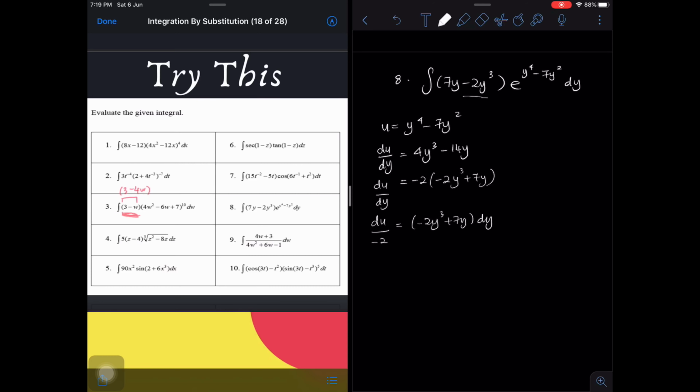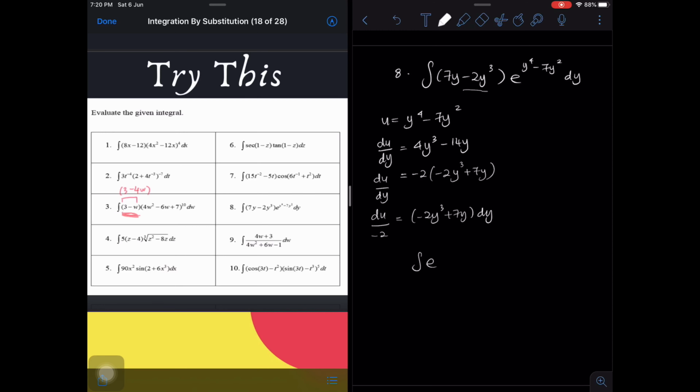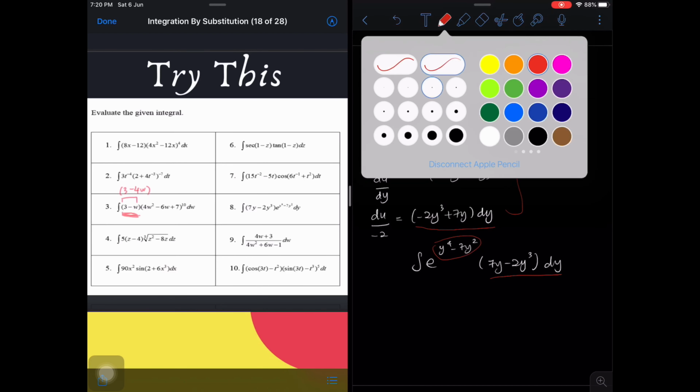Right? So let's arrange our integral. We will have the integration of exponent of (y to the power of 4 minus 7y to the power of 2) times (7y minus 2y to the power of 3) dy. We want to substitute our y to the power of 4 minus 7y squared with u, and along this derivation you can see that negative 2y cubed plus 7y dy is actually du over negative 2. Therefore, let's do a substitution.